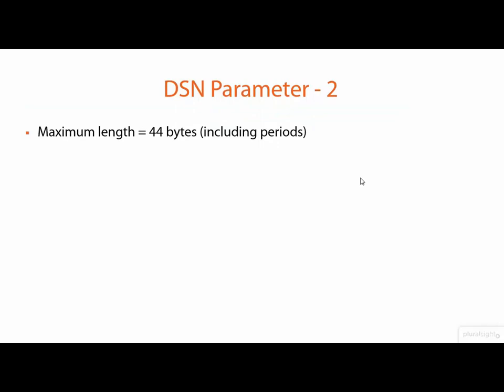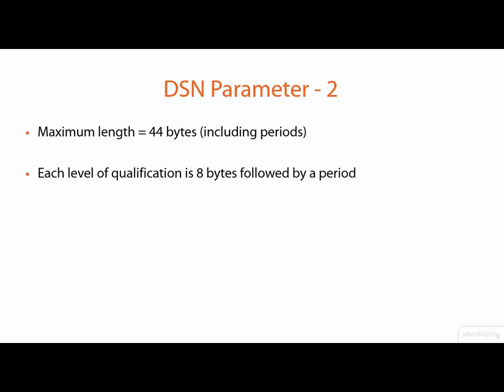The dataset name itself has a maximum of 44 bytes, which includes periods that are used to delimit what are referred to as the various qualifiers or the levels within the dataset name itself. Each level can be up to 8 bytes in length, and it's followed by a period. And so we would use a name, for example, like user.parmlib or prod.payroll.data, and that would indicate the various dataset names that we can use with a qualifier at each level.